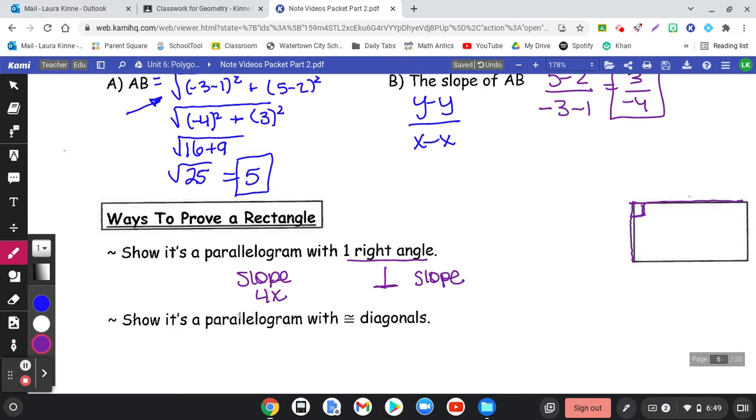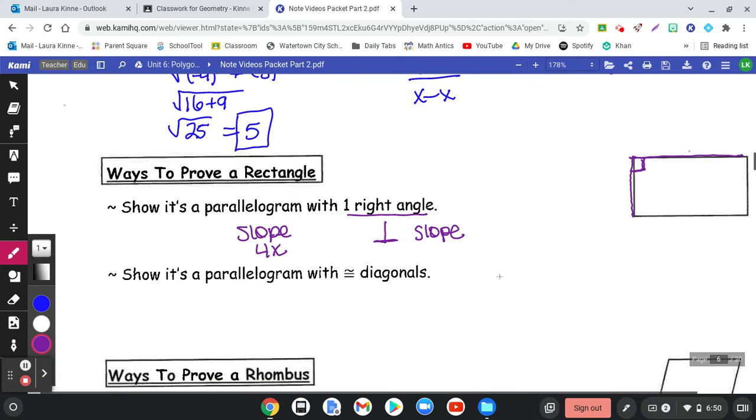So you could do the slope of the top and bottom to show that they're the same and parallel. You can do the slope of the 2 sides to show that those are the same, and which means they're parallel. And then you could show that, which you've already done the slopes, show that 2 of the consecutive sides, or the sides next to each other, have negative reciprocal slopes, and you've proved it.